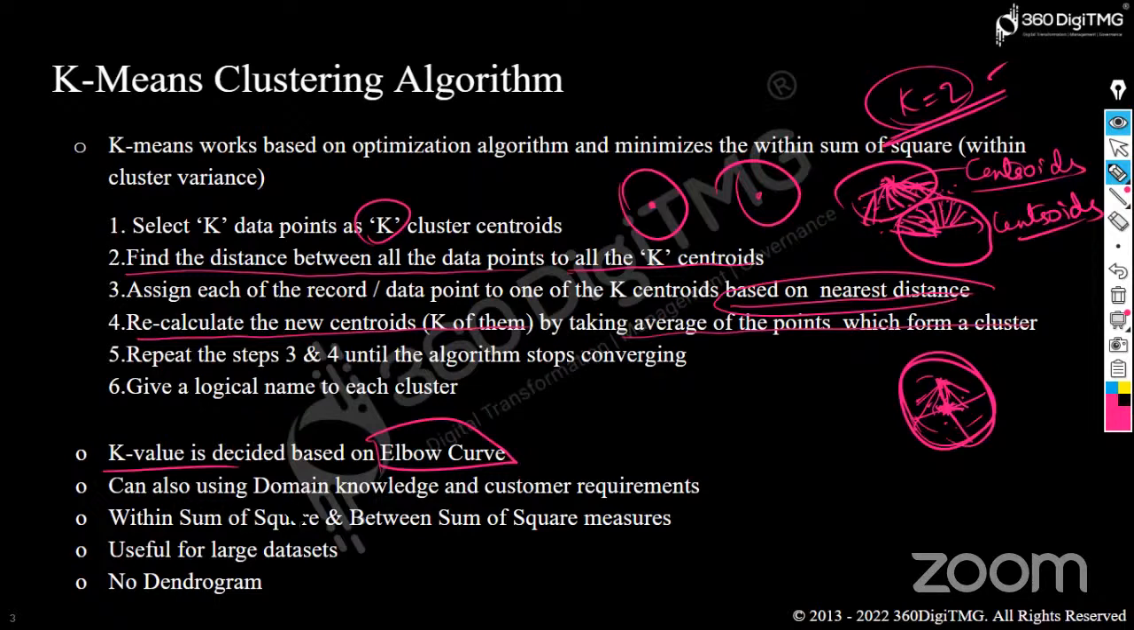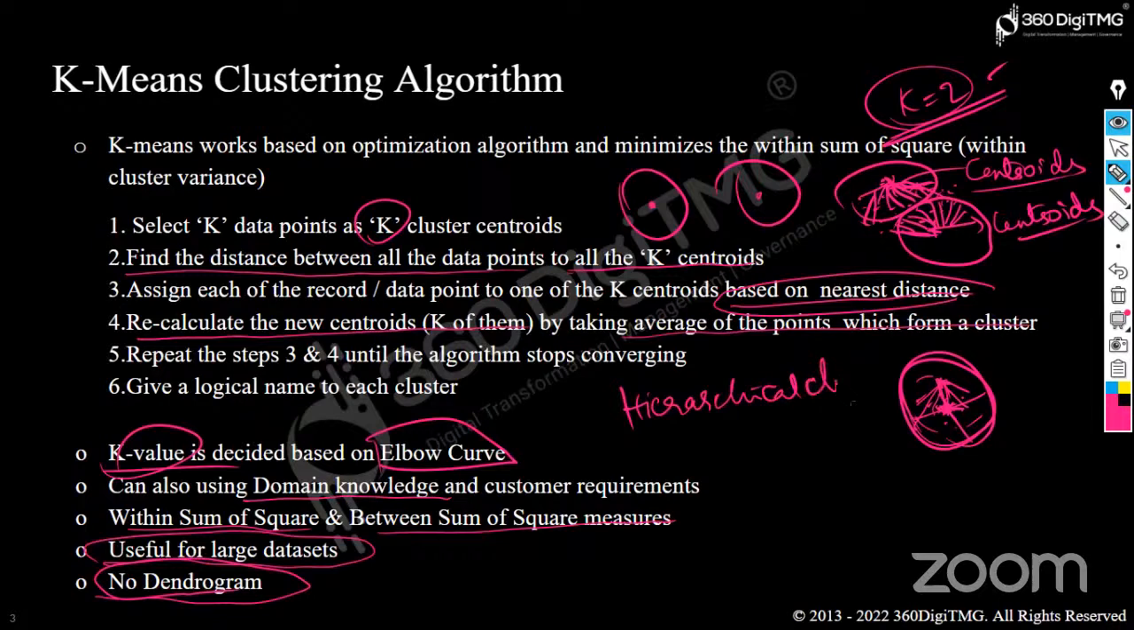We can also use domain knowledge to decide the k value. And between the sum of squares and within the sum of squares, you can also decide. It is useful for larger data sets. When you have more data, it will be very useful. And we are not using any dendrograms. Dendrograms come under hierarchical clustering.